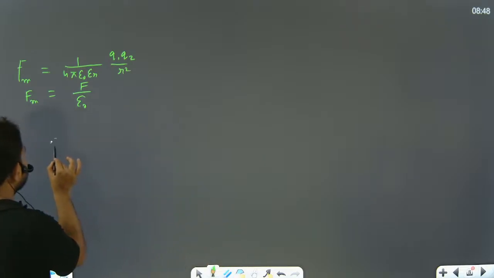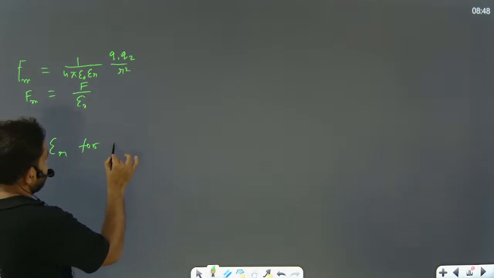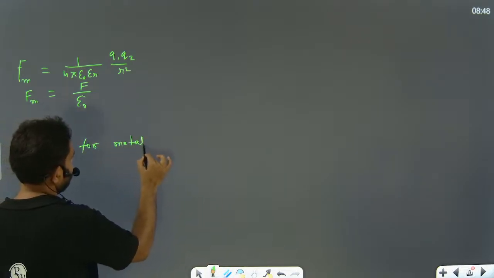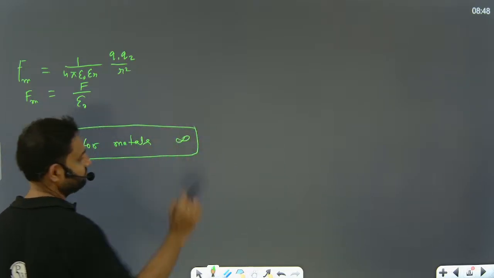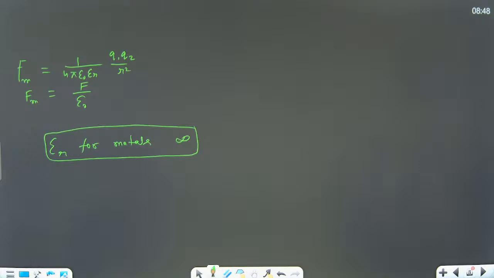Epsilon r for metals is infinite. Okay, epsilon r for metals is infinite.